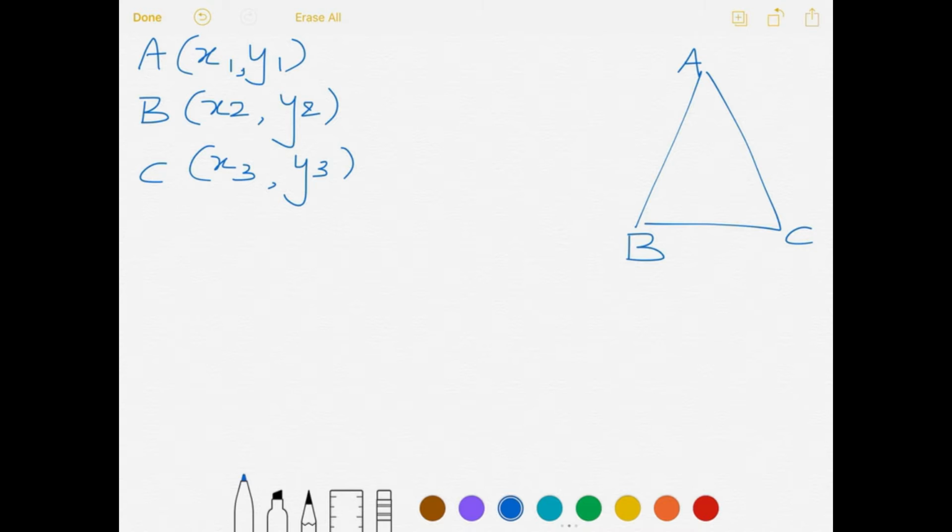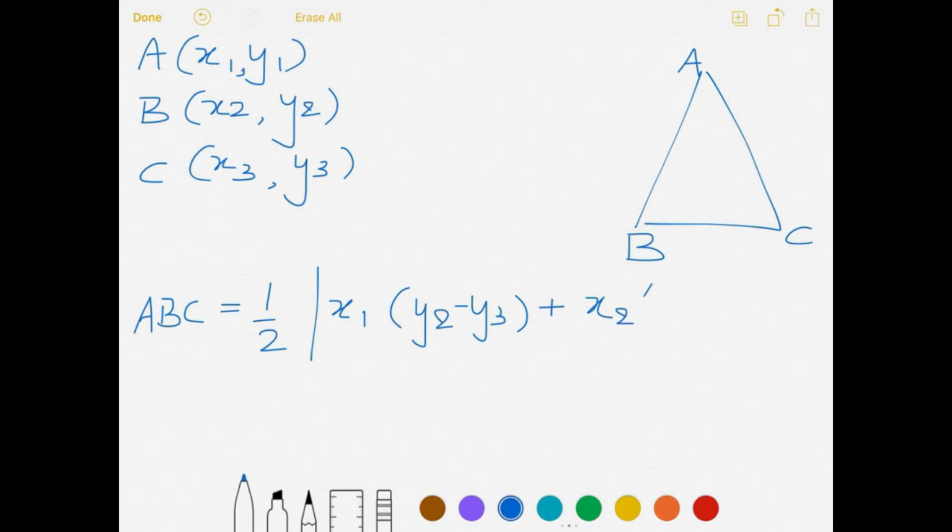Let me write the formula first. It is a lengthy formula, so let me write it first. The area of triangle ABC is equal to half of mod. Let me write the formula and then I'll give you a trick to remember it. The formula looks like this: x1(y2 minus y3). Be very careful when we are writing the formula. Then x2(y3 minus y1) plus x3(y1 minus y2), bracket closed, mod closed. This is the lengthy formula to find the area of a triangle.